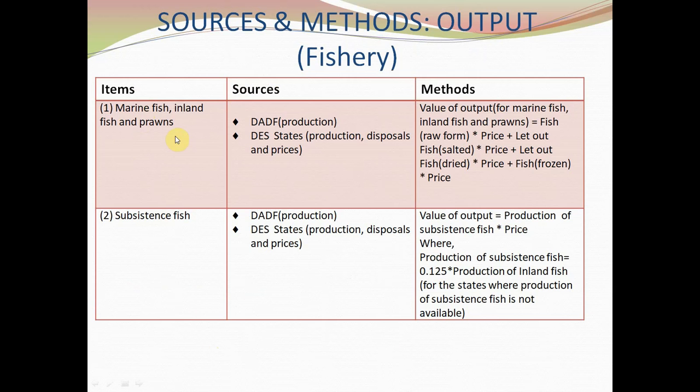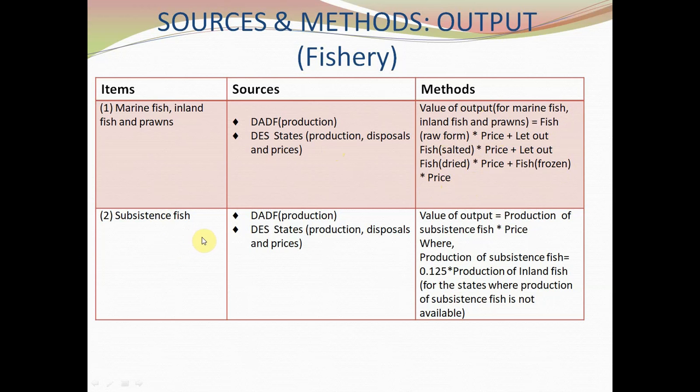Now for output, marine fish, inland fish and prawns. DADF is providing the production data, and DA states is providing production, disposal and prices data. Value of output for marine fish, inland fish and prawn is calculated by taking fish in raw form into price plus cured fish salted into price plus cured fish dried into price plus fish frozen into price.